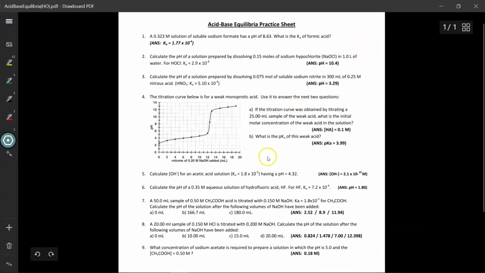Alright, so what I would like you to do now is try out the practice worksheet over here. The numerical answers are bolded on the right hand side. Full solutions can be found on our course Moodle. If you have any other questions, let me know.